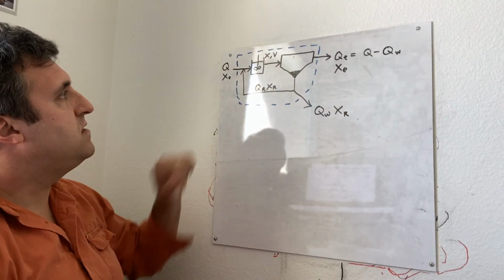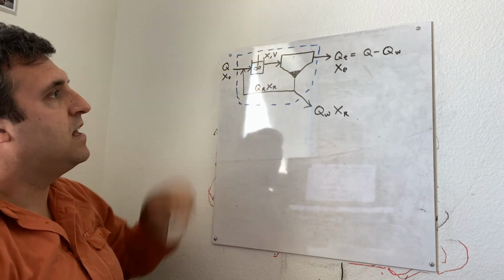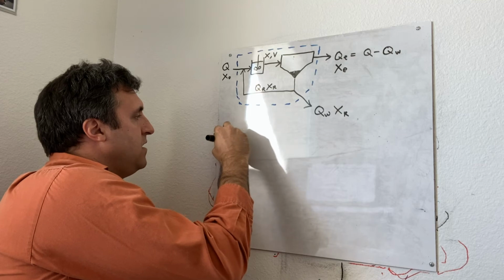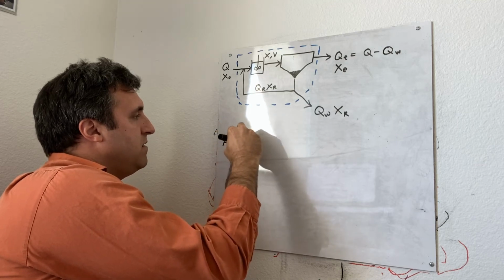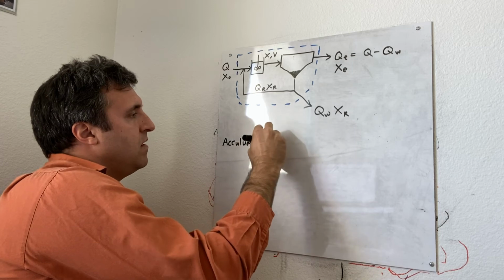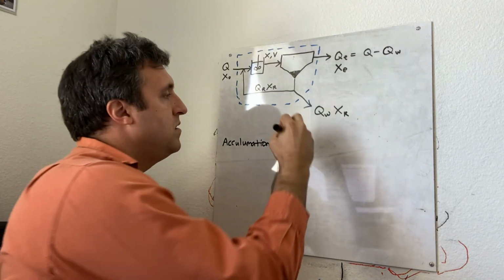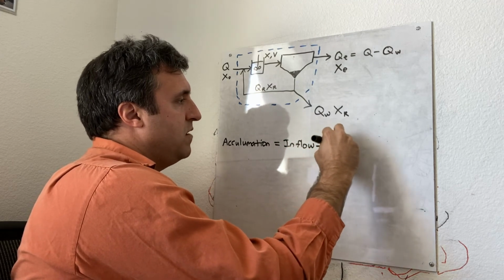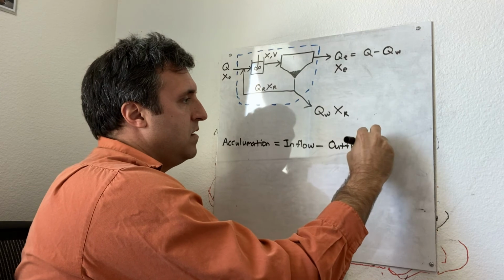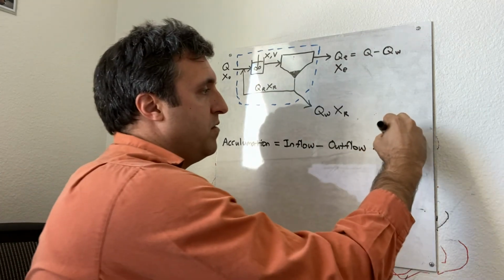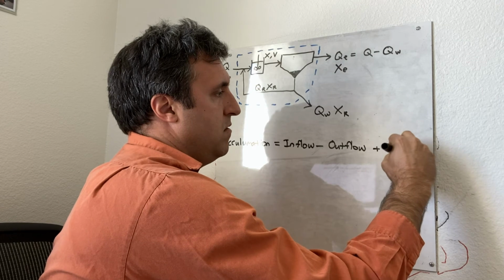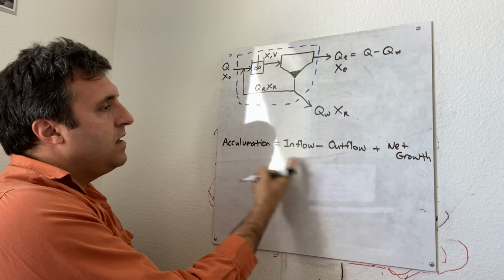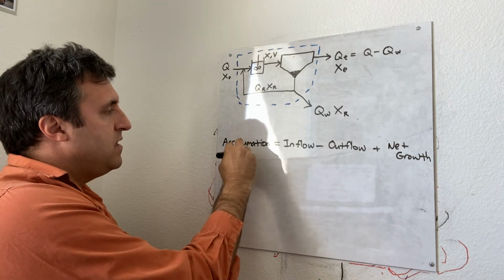This is our mass balance, and you can see it drew the boundary here in dotted lines. So to set up the mass balance, we have to calculate the accumulation. This is equal to the inflow, what's coming into the system, minus the outflow, what's leaving the system, plus the net growth. So what's growing inside the system. And under steady state conditions, we usually assume that this is equal to 0.